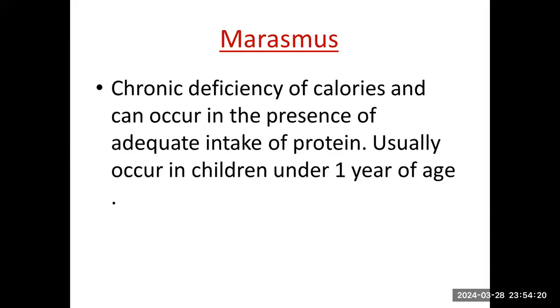Coming to marasmus, another disease because of malnutrition. Chronic deficiency of calories, and it can occur in the presence of adequate intake of protein. Remember, in Kwashiorkor, we have the appropriate amount of calories and a deficiency in the proteins. In this one, there is a deficiency in calories in the presence of adequate intake of protein. It usually occurs in children under 1 year of age. So please remember the difference between marasmus and Kwashiorkor.